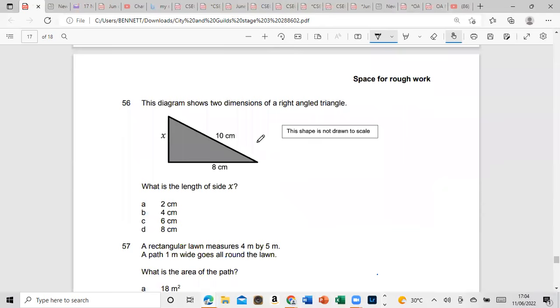The diagram shows 2 dimensions of a right angle triangle. The shape is not drawn to scale. What is the length of x? Pythagoras theorem: the hypotenuse is 10, so 100 minus 64 is equal to 36. So you find the square root of 36, which is equal to 6.